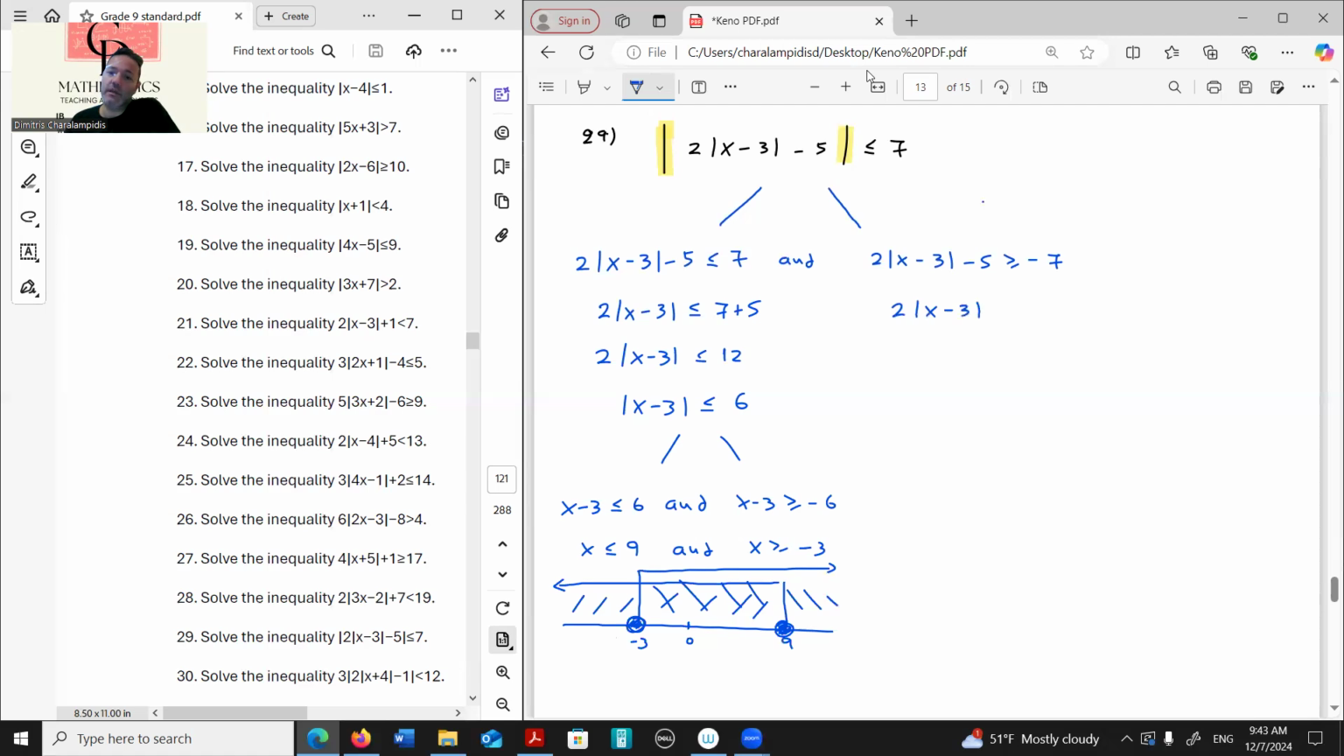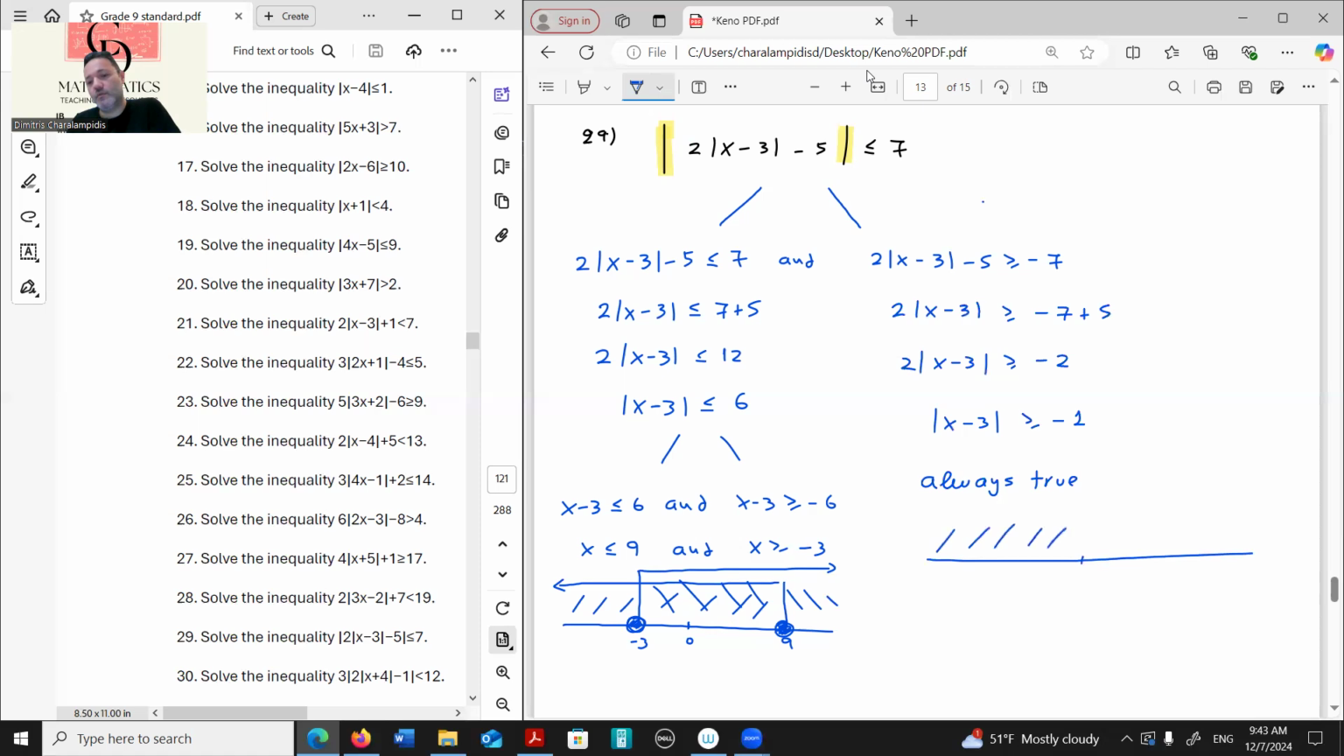2x minus 3 greater or equal than negative 7 plus 5. 2x minus 3 greater or equal than negative 2. x minus 3 greater or equal than negative 1, which is always true. Always true would have meant for all numbers. So we would have drawn all numbers on the number line.